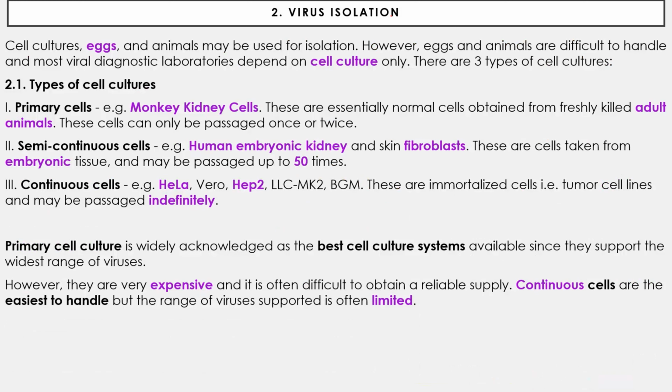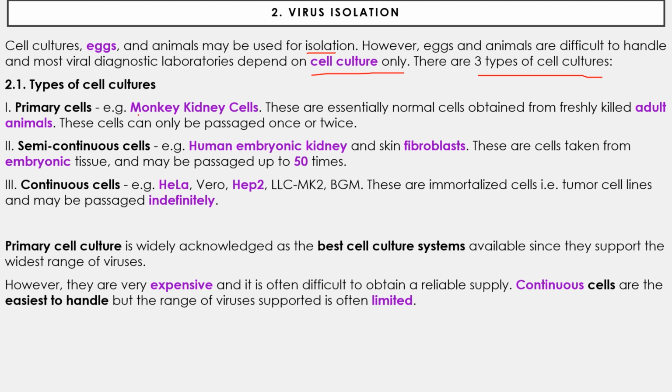Now let's go to the second method, class. So we're done with your direct examination. Let's go to your indirect one, or your virus isolation. So cell cultures, eggs, and animals may be used for isolation. However, eggs and animals are difficult to handle and most viral diagnostic labs would depend on cell culture only. Now, there are three types of cell culture. We have your primary cell, semi-continuous cell, and continuous cells.